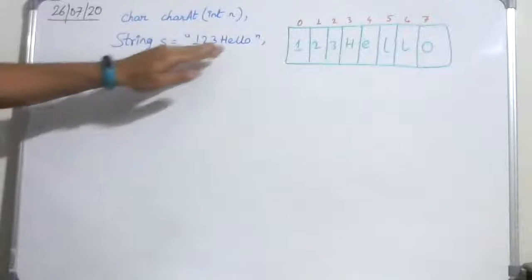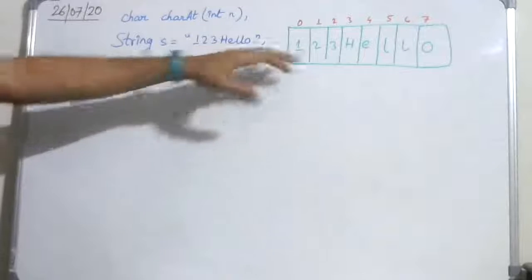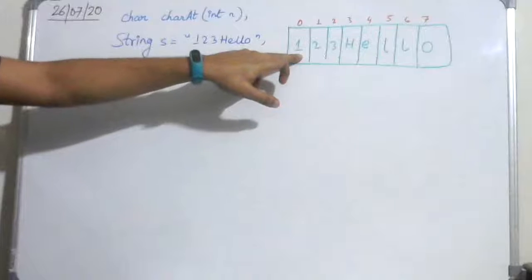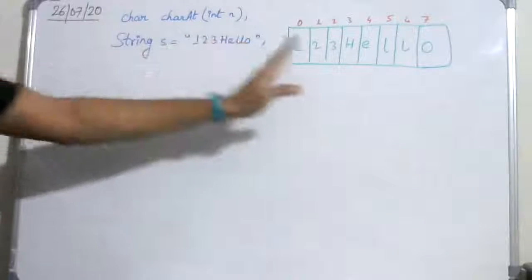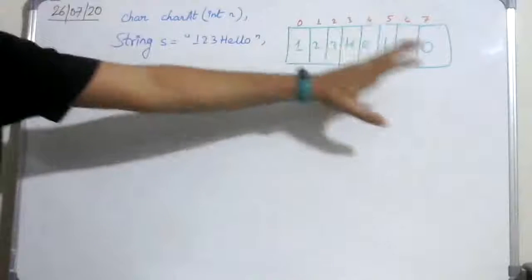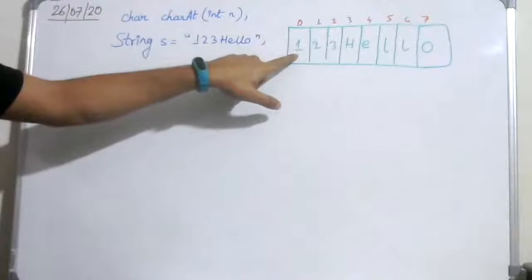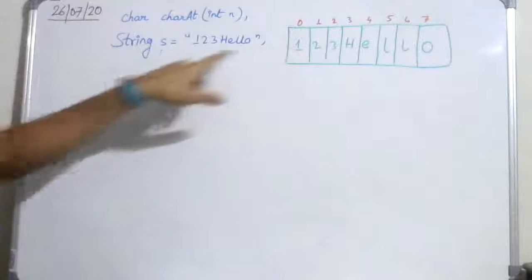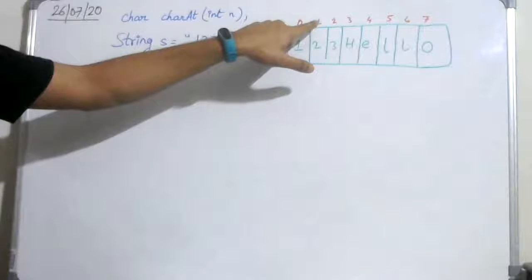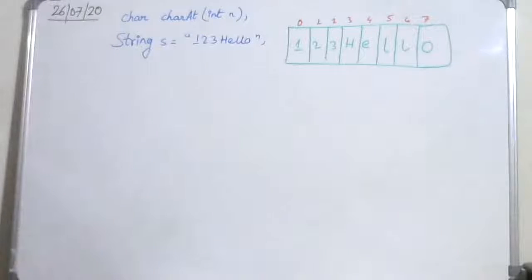So if you imagine this given string as a character array, then this is the whole string represented as a character array. The first character at the 0th location is 1, which is the first character of the string. The character at the 1st location is 2, which is the second character of the string, and so on.